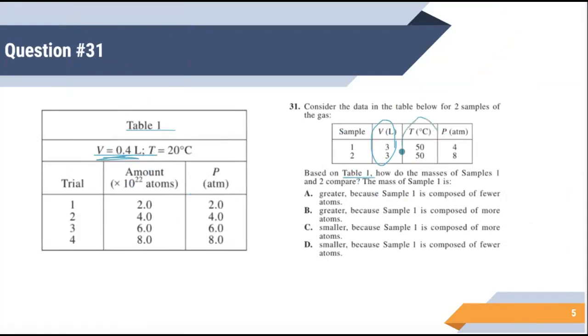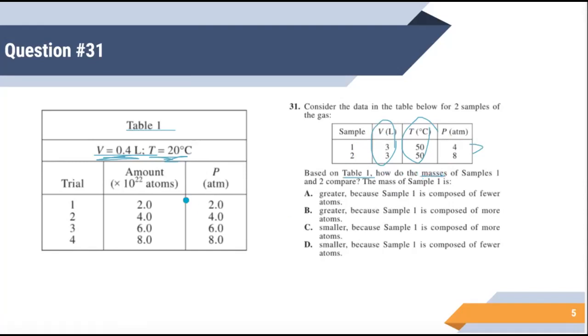The temperature is 50, which is a different temperature than here, but you can see the temperature is the same for both, just like all of these trials have the same temperature. But the pressure is different. For sample 1, the pressure is 4, and for sample 2, the pressure is 8, okay? And they say, based on this, how do the masses of the samples compare?